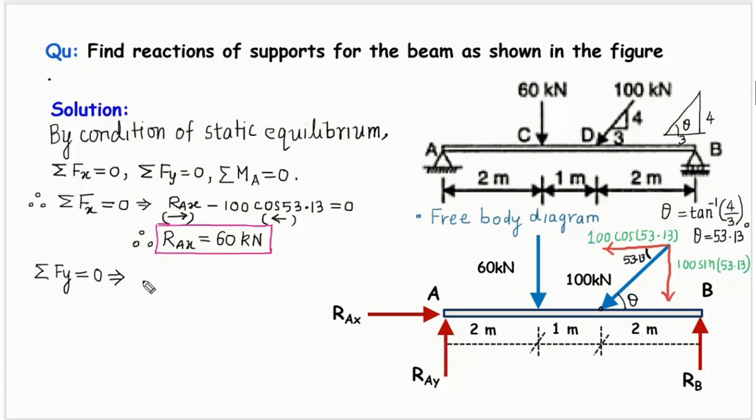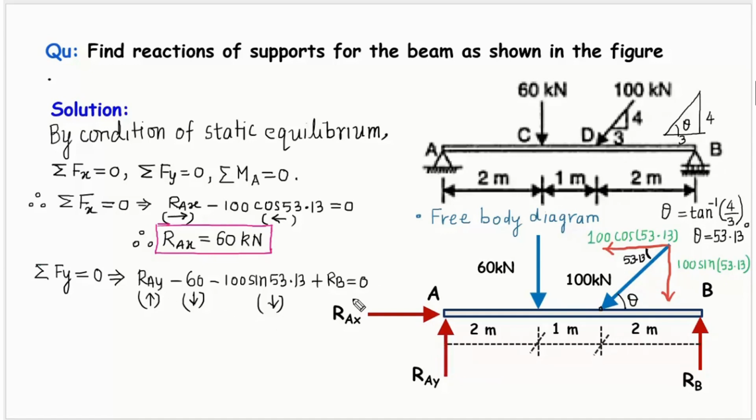So RAY is acting upward, so I am taking positive. Upward I am taking positive, friends. This 60 kilonewton is acting downward, so minus 60. This 100 sin 53.13 is downward again, so this is also negative. And this RB is acting upward, so positive, that all equal to 0.